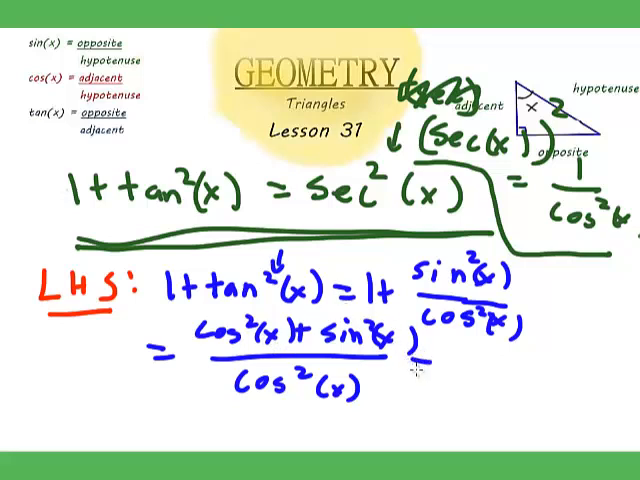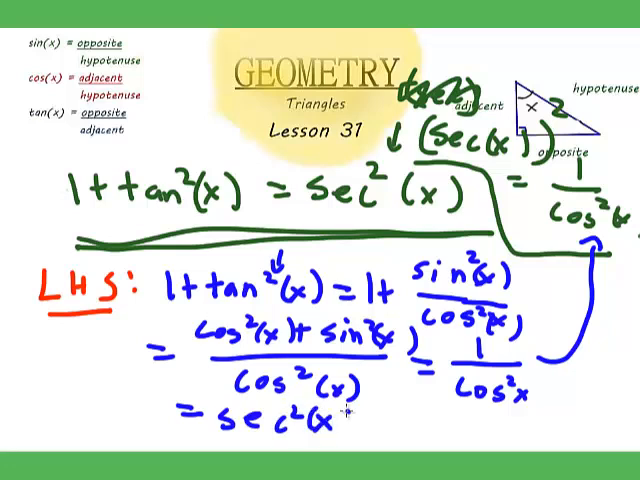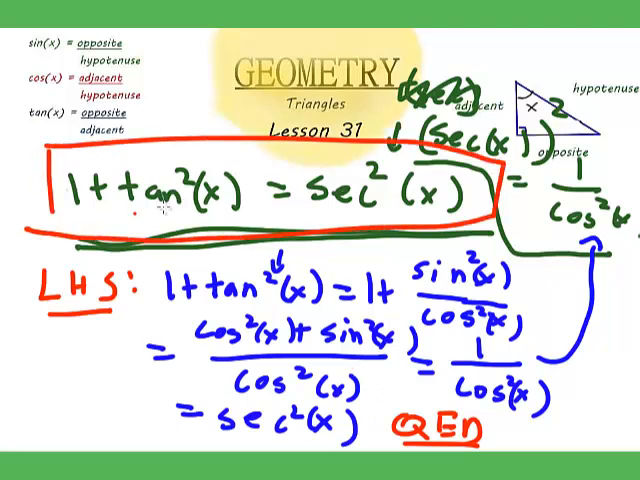And the top bit, from a previous identity again, but a different one: cos squared x plus sine squared x is 1. So this is equal to 1 over cos squared x, which is the same as that, which means that this is equal to sec squared x. QED, proved. So that's the first identity: 1 plus tan squared x equals sec squared x.